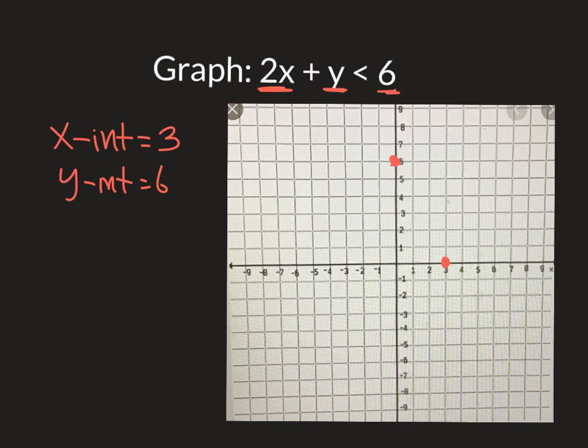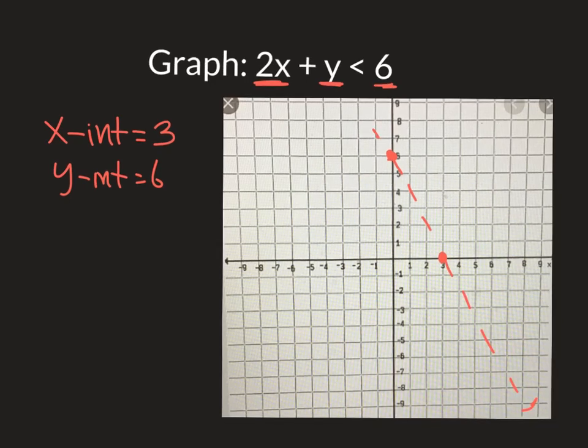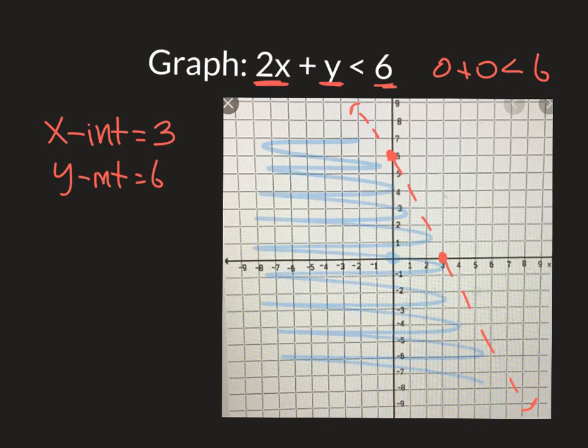Now, it's a broken line because there's no equals. Also, one good thing about this line, it does not go through 0, 0. And if you plug in 0, 0, what happens is 2 times 0 is 0, plus 0 is less than 6. Ask yourself, is 0 less than 6? Hopefully yourself says, yes it is, which means that point 0, 0 worked. So I'm going to shade the side of the line that goes towards 0, 0. And that's how you do it.